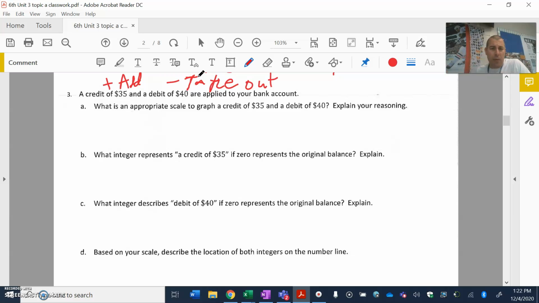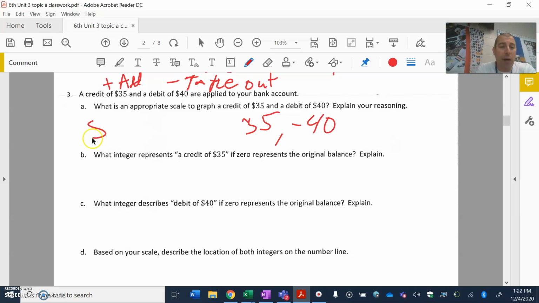So it says, what is an appropriate scale? If we want to land on 35 and we want to land on -40, negative because it's a debit there, what should we count by? When you're figuring out what to count by, don't worry about whether it's negative or positive. Think 35, think 40. We can count by 5. Yeah, we can count by fives. That would be a great scale to use.